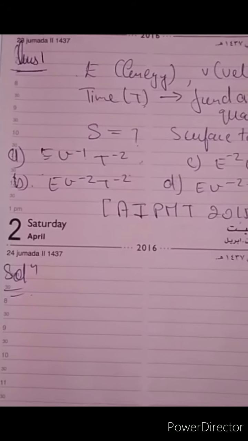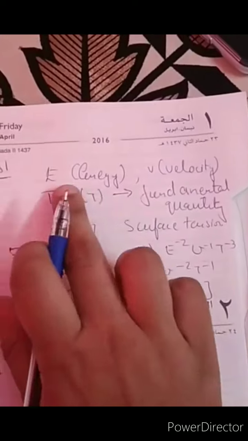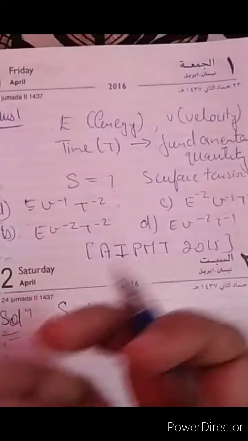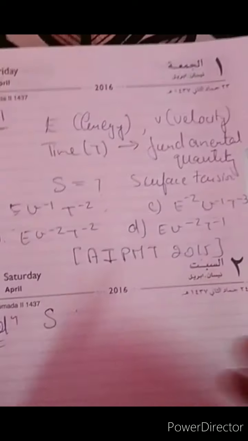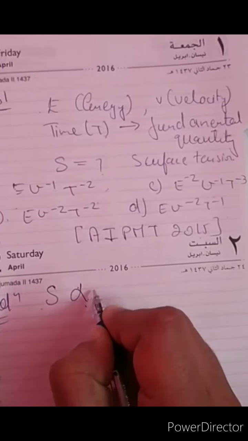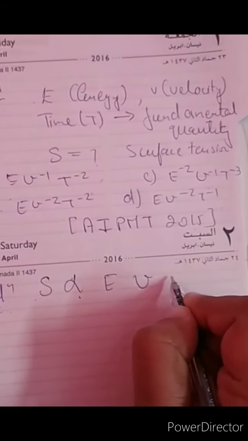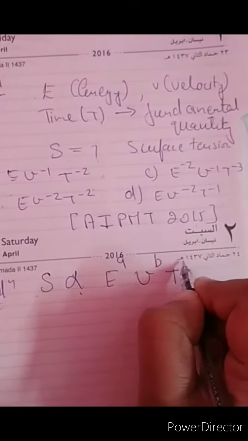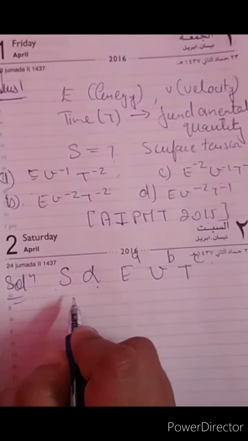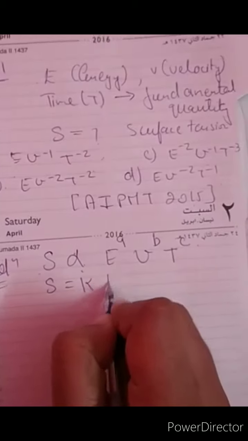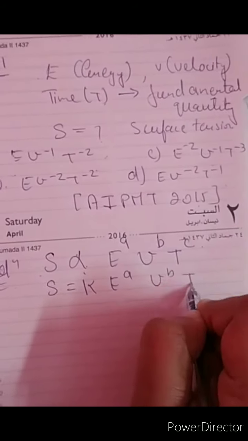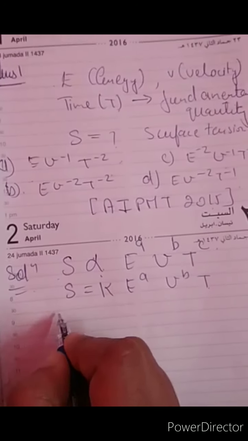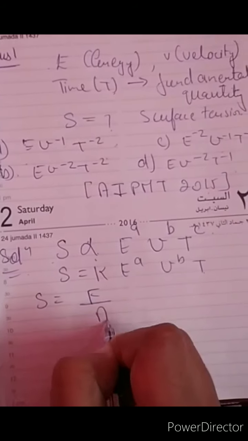So let's do it. We have surface tension, and they are saying surface tension depends on this, and we learned how to derive the formula, how to find the values of powers a, b and c, right? So surface tension depends on E, V and T. So let's say it is E to the power a, V to the power b and T to the power c. Now let's remove this proportionality constant. Now what do you mean by surface tension? Surface tension is force per unit area.